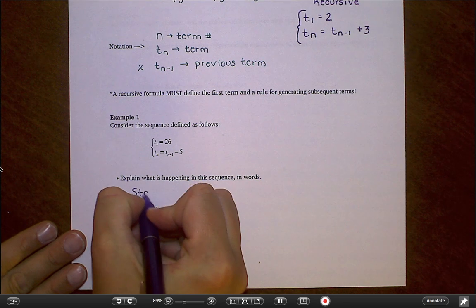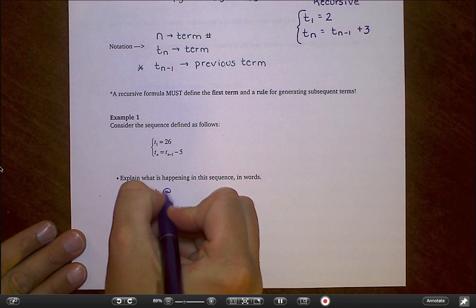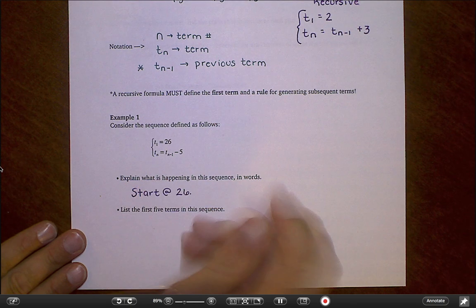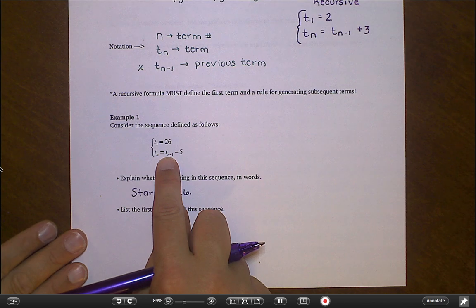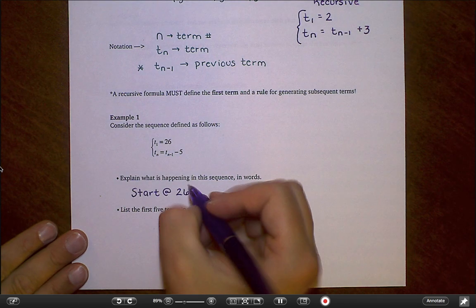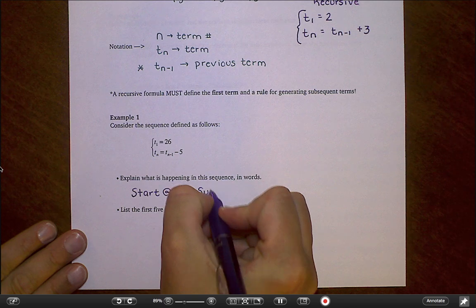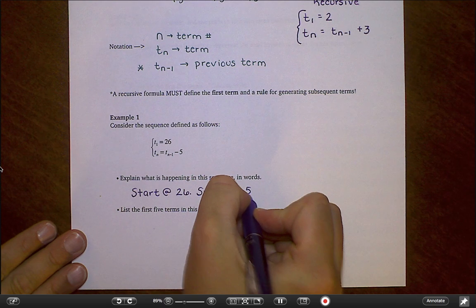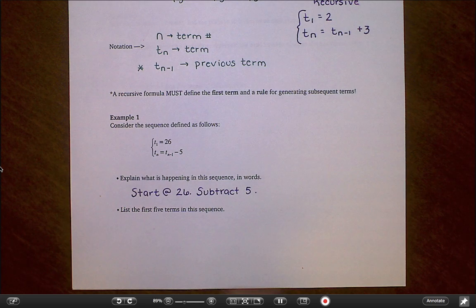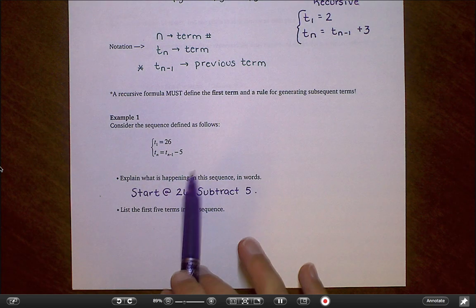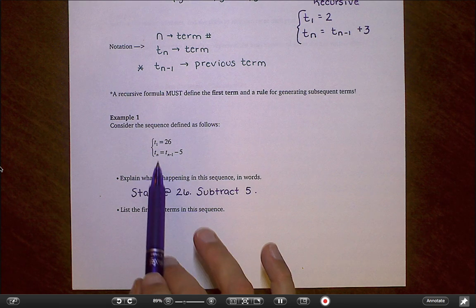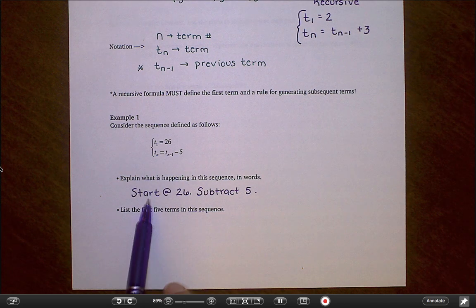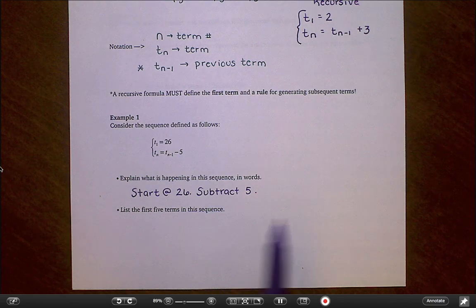So I'm going to start at 26. And then this is saying to get to the next term, I'm going to take that previous term and subtract 5. So I'm subtracting 5 over and over and over again to build my sequence. These are the 2 important pieces of information, okay? And really, just because I see people get bogged down by this notation here, I would prefer for you to think about it this way. Can you think about it in words?